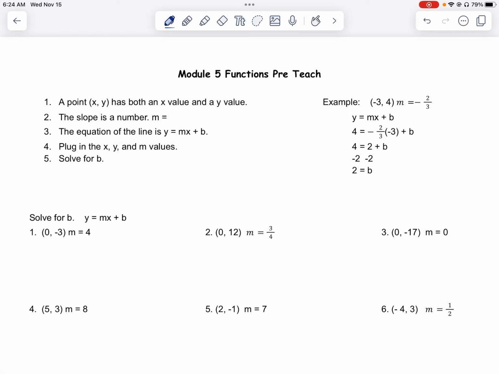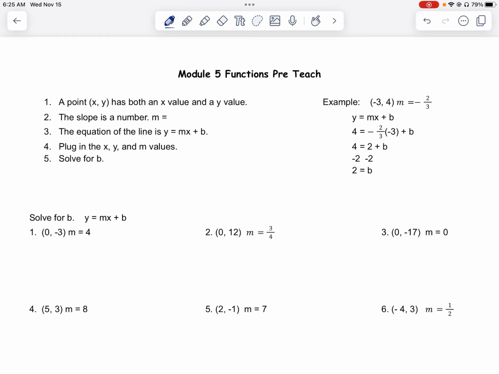We're going to do a little pre-teaching for Module 5 functions. In a point, xy, you have both the x and the y values. In the slope, you have the m value. And you have the equation y equals mx plus b.